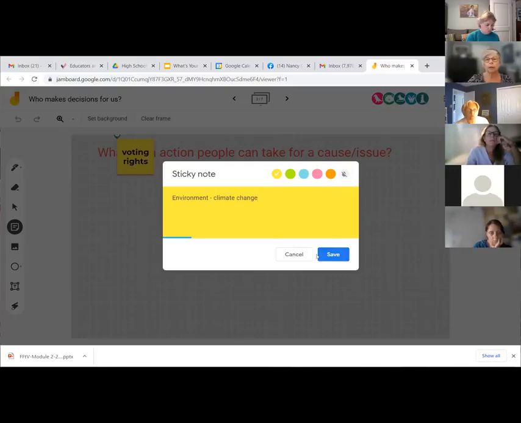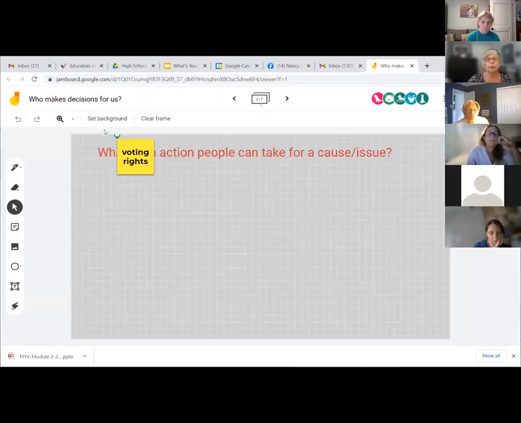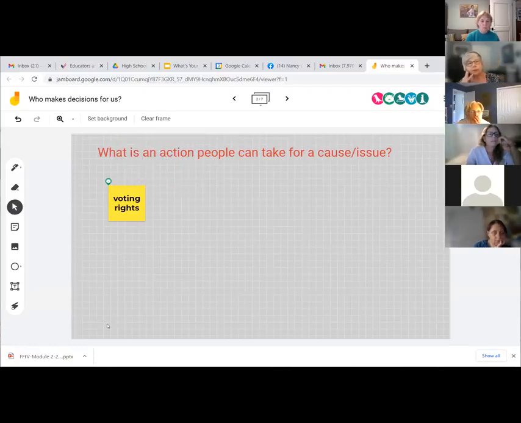And when I click, mine appears on the board and I can move it around. That's one from before. Whoops, I'm going to take those out. I'd like you to grab a sticky note and do the same thing for yourself.